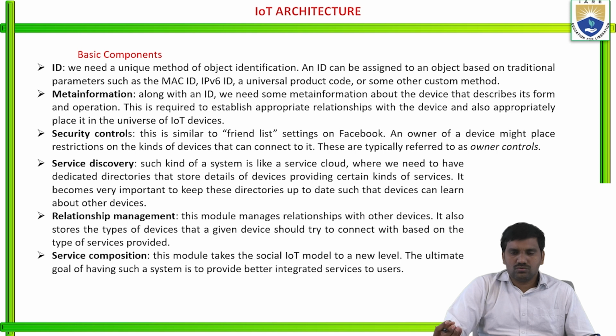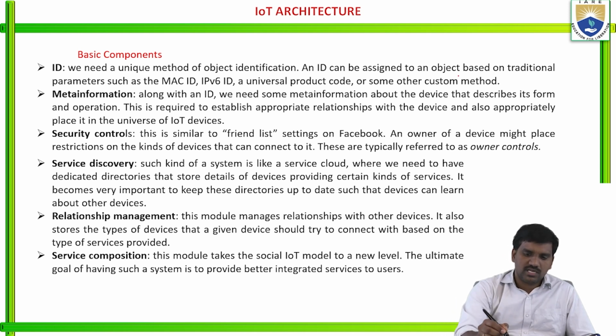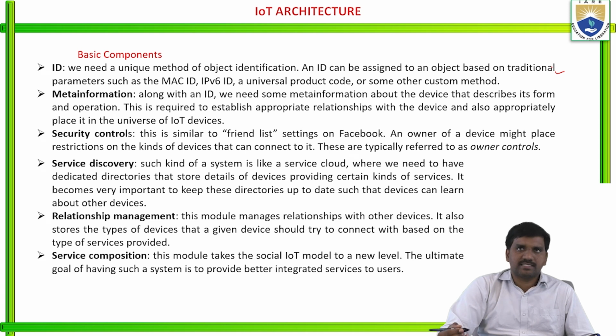Identification. First, we have to identify any other elements or any other network or any other devices, the main number of networks. So here we need a unique method of object identification. An ID can be assigned to an object, using traditional parameters such as MAC ID, IPv6 ID, or IPv4 ID. So compulsory every device has one unique ID, either IPv4, IPv6, or MAC ID. So it is a universal code. The first point.